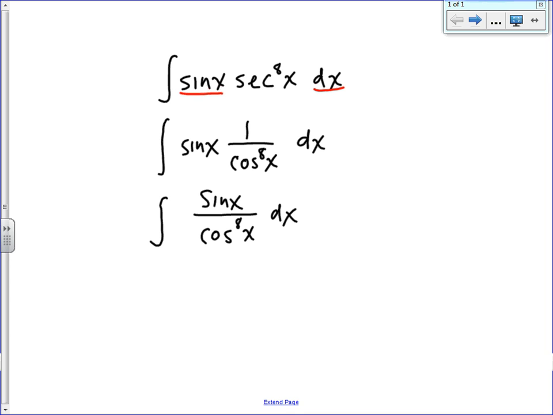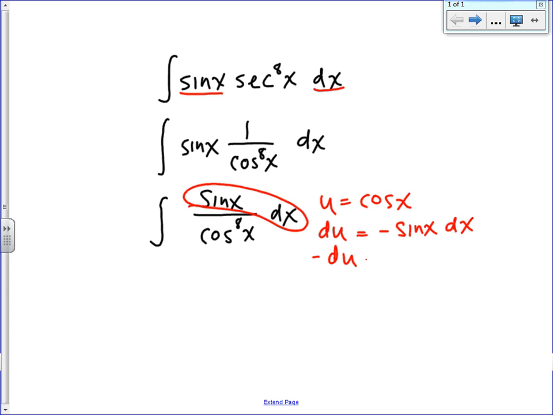Okay, so now I'm going to make a u-substitution, and I notice that the sine x is on top. That's what I want to try to get rid of. So I'm going to say u is equal to cosine of x, and then if I take the derivative of that, that would be du is equal to negative sine x dx. And since I want sine x dx, I'm going to take the negative that's in front here and move it to the other side. So it would be minus du is equal to sine of x dx.